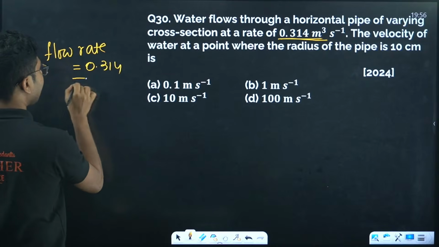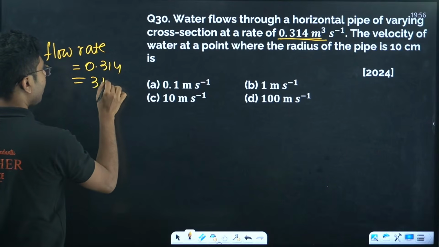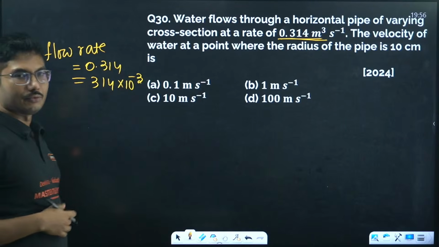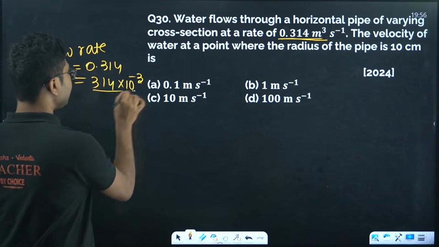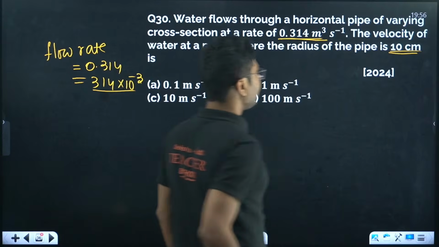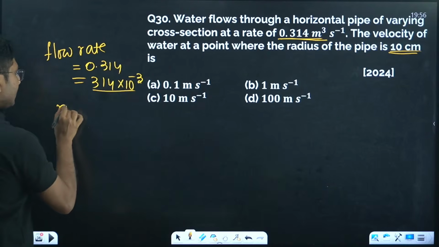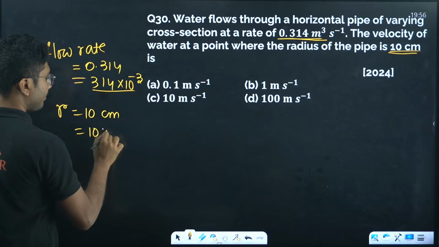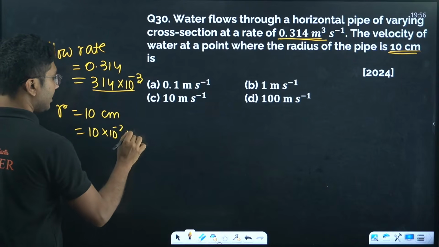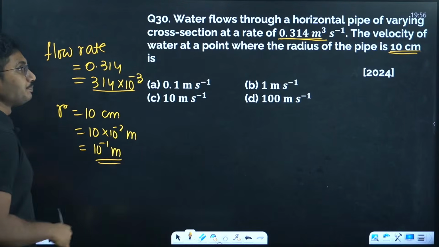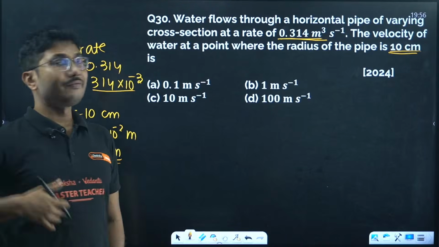Okay, let me write it like this: 314 into 10 to the power of minus 3. That will be helpful. Okay, so flow rate is given. The radius of the pipe is given. Radius of the pipe is 10 centimeter. That is 10 into 10 to the power of minus 2 meter. That is 10 to the power of minus 1 meter. Okay. Now they ask you what is the velocity.